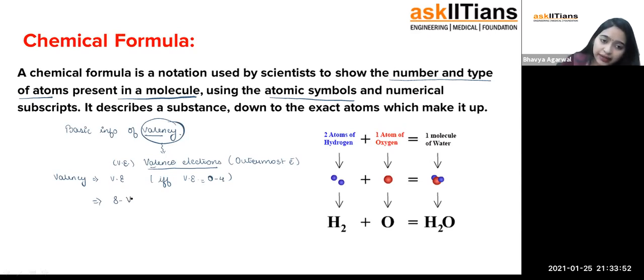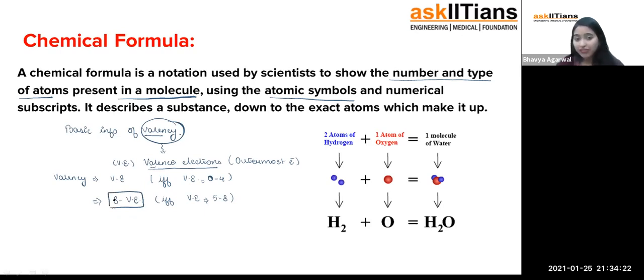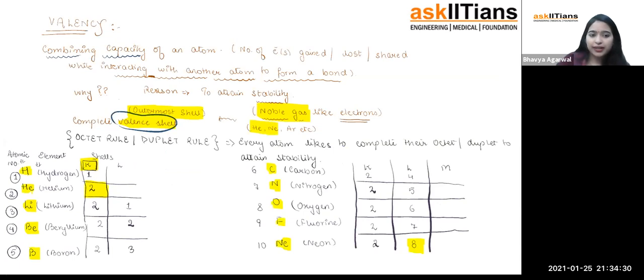But it is different if valence electrons are 5 to 8. If the valence electrons are anything 5, 6, 7, 8, then you calculate the valency as 5 minus, oh, my bad. I wrote 5. Oh, no, I wrote 8. Okay, my bad. Then the valency is 8 minus valence electrons if the valence electrons are 5 to 8. Using this concept, let's see here.